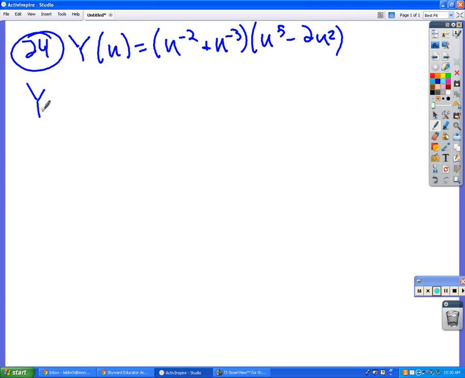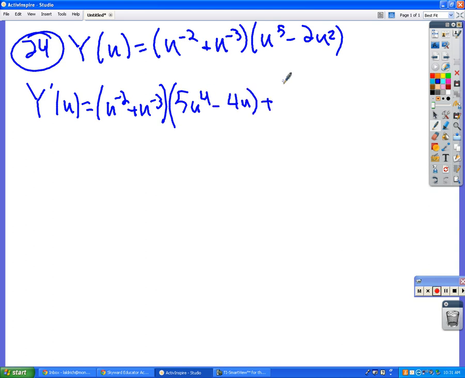So let's do the product rule first. So that is the first one times the derivative of the second one. 5u to the 4 times 4u. Plus the second one times the derivative of the first.